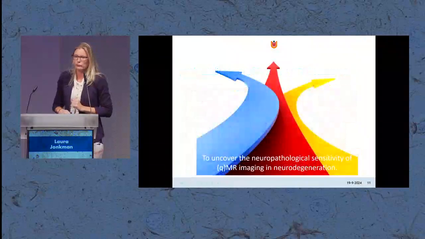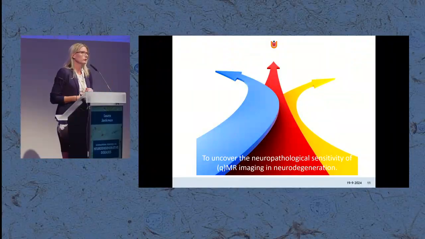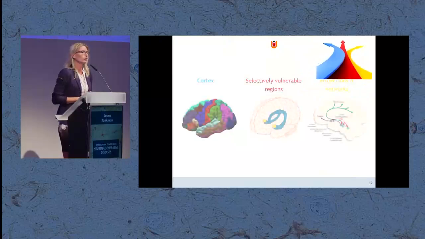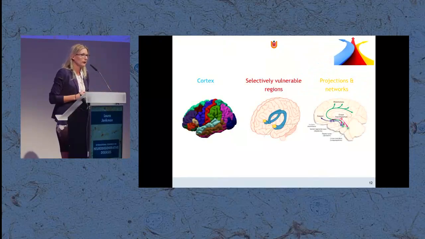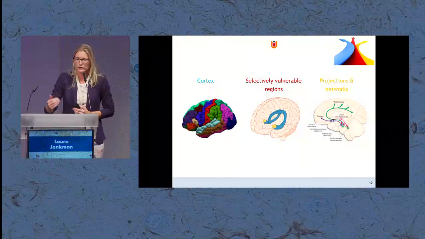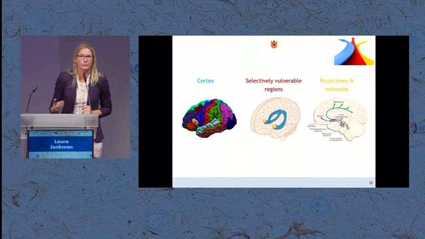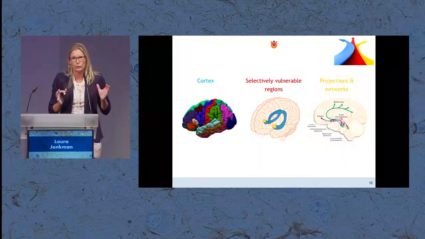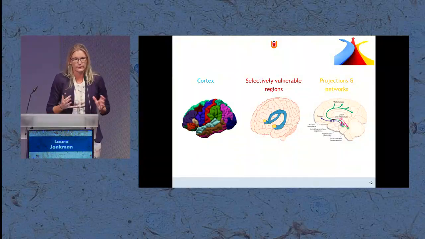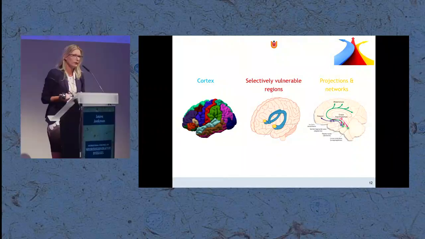And we tend to perform this within three main directions. The first one is more into cortical changes, so what's happening throughout the cortex, cortical changes with accumulation of protein, or in MRI with atrophy measures or patterns. Also towards selective vulnerability of specific regions, for instance the amygdala and the hippocampus, what's going on in there, how can we relate MRI and pathology in there, and lastly towards different projections or the network analysis.